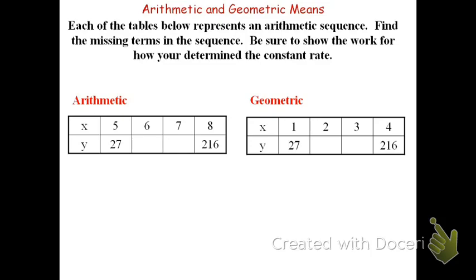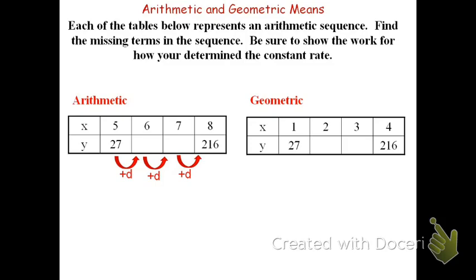For arithmetic, we know that we'll use repeated addition. To do this, we're going to need to figure out how many times I'll have to add a difference to go from the fifth term to the eighth term. I'll have to do it once, twice, 3 times. To set up an equation for this, we take the fifth term, 27. We add 3 of the differences, and we end up with 216.